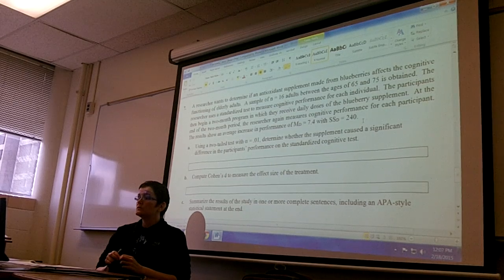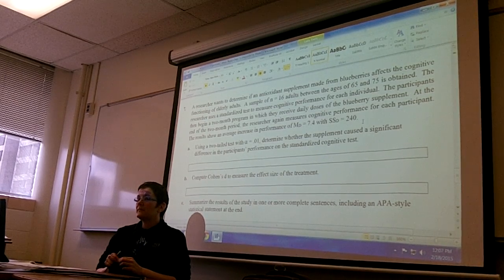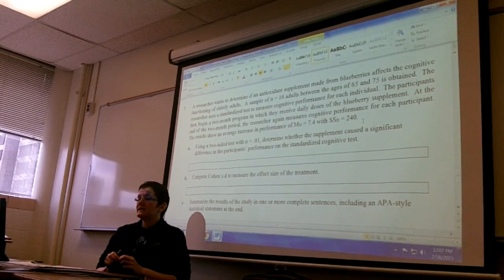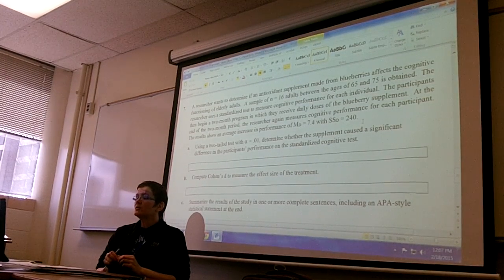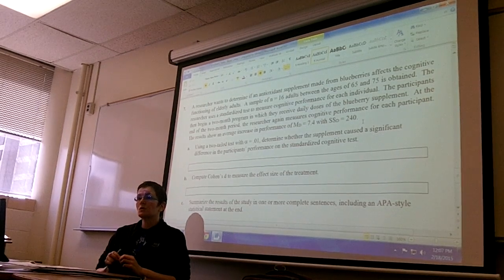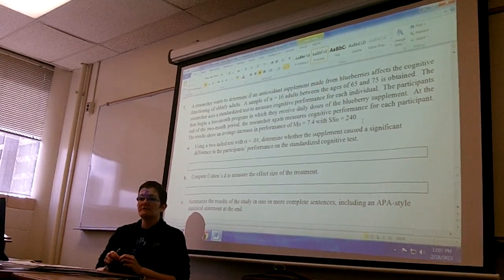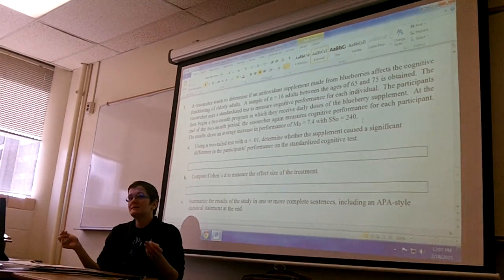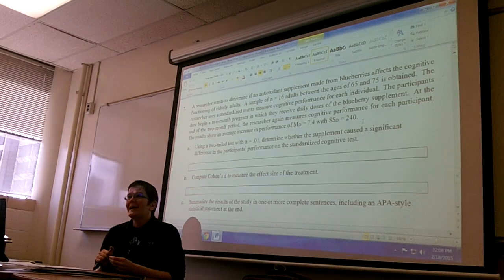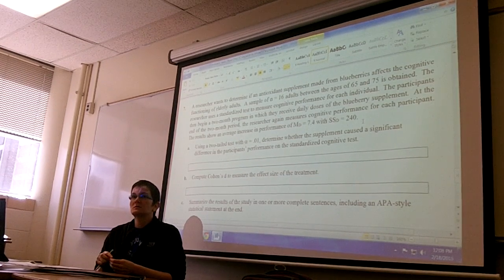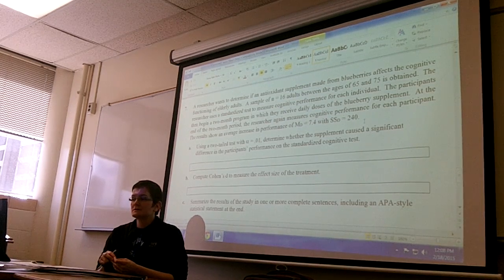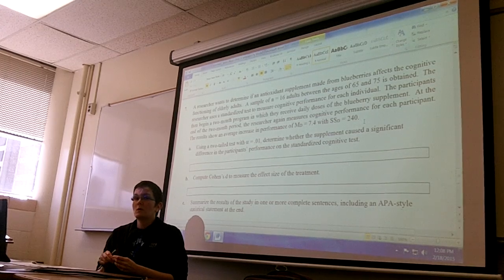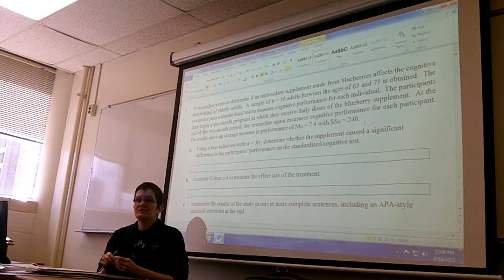Okay? So it's one group of people, data was gathered from them twice, and then based on their scores, which I didn't give you because you don't need to have them, I told you that there was an increase in performance, so you know that the scores after were higher than the scores before, right? And the average of the difference scores, that's what M sub D means, right? It means the average of the difference scores was 7.4.